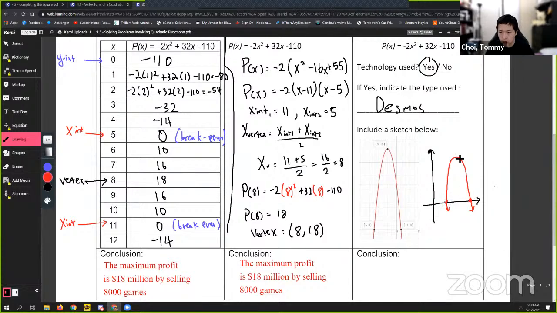Mark your 3 key points. I know that the vertex is (8, 18). I know that this is (11, 0). I know that this is (5, 0). And that's it. That's a sketch. That's all you have to draw. If you really wanted to go all the way down to -110, that's fine. But this is all I need to see when I said include a sketch.